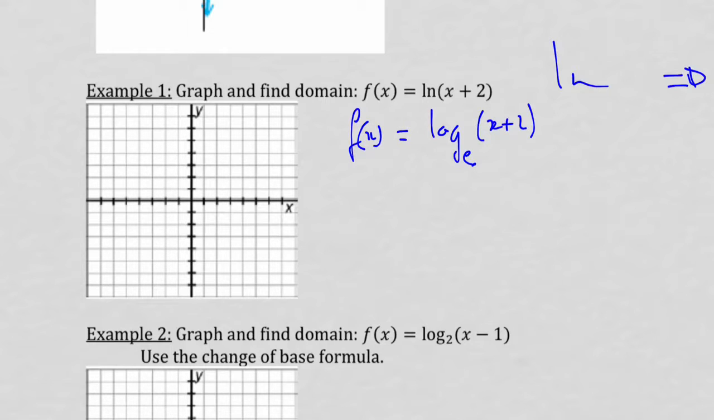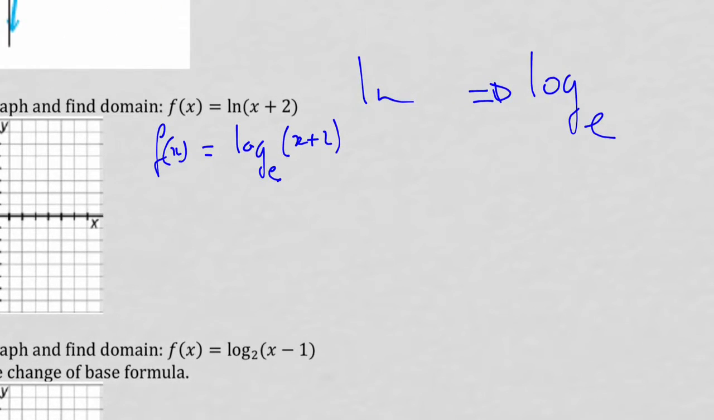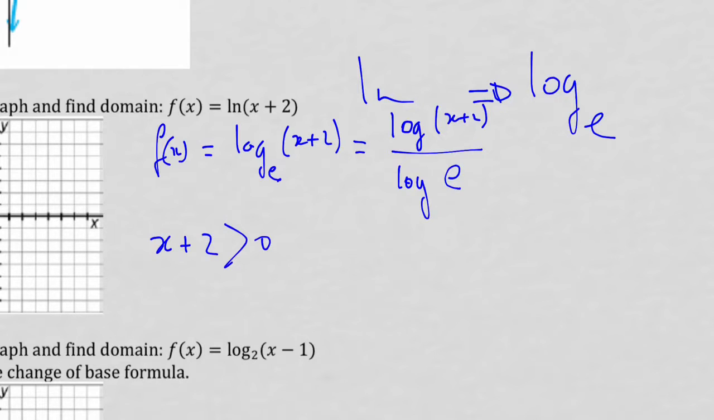Now, if I want to find the domain, I'm going to change my base, and using my change of base formula, I'm going to be in base 10, which is a log. No need to write 10. When there is nothing, it's a log. So log of x plus 2 divided by log base 10 of e. And that helps me define that I have to have x plus 2 greater than 0, so x greater than negative 2.